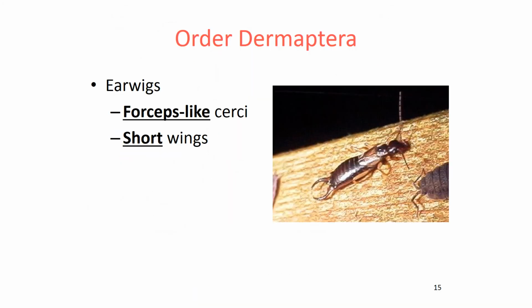Okay, so now we move on to other orders. Like I said, the grasshopper order is the only one you really need to focus on. So these are just fun ones to look through. This contains the little earwigs, the order Dermaptera. They have little forceps-like cerci on their abdomen, short little wings.